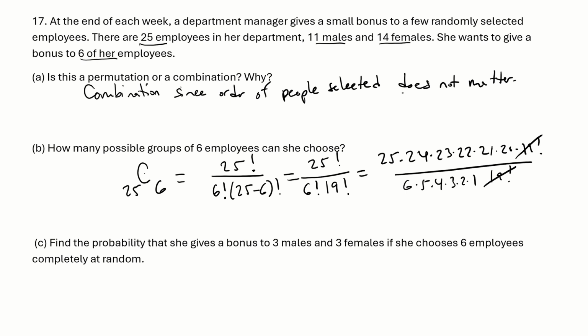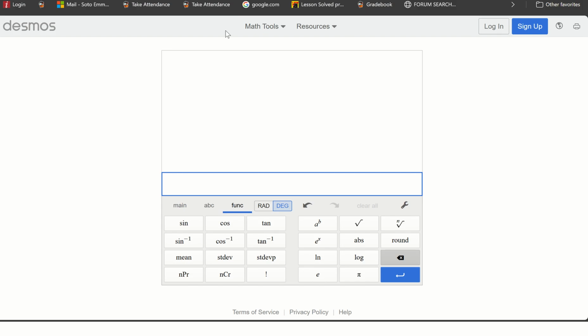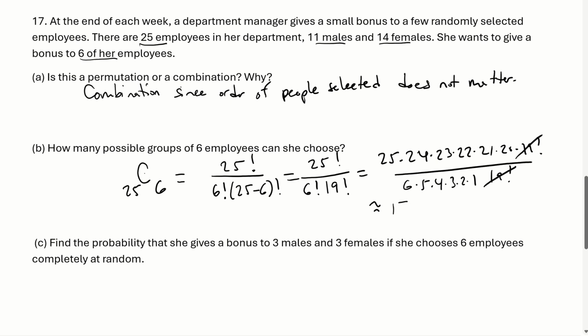And we could do this on the calculator at this point, but at least, you know, we showed that we can cancel factorials and things like that. And then we get our answer, okay? And we could do this on Desmos, since you'll be doing this on a calculator anyways. Okay, so in here we're going to do 25 choose 6, and we get 177,100. All right, so we got 177,100 possible groups.